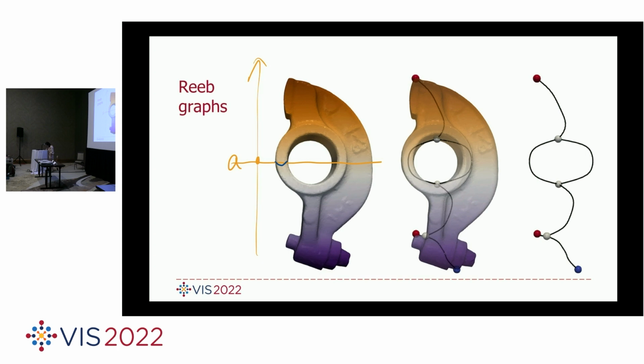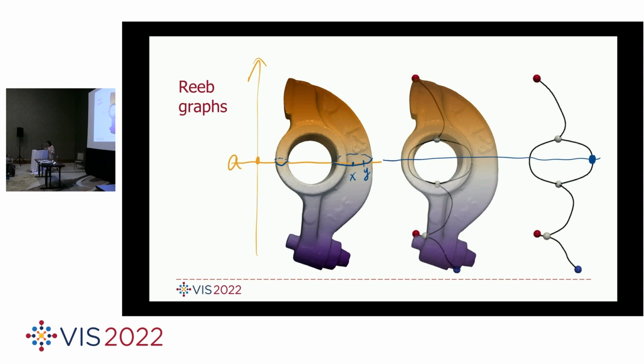what we have here is a level set of this function. This is another level set of the function. 2 points, x and y, that belong to the same connected component of a level set are considered equivalent because they have the same function value and belong to the same connected component. So correspondingly, they are identified as a single point in the Reeb graph.